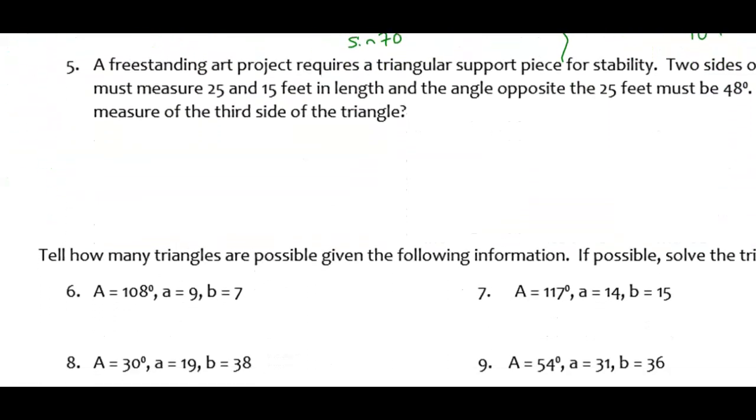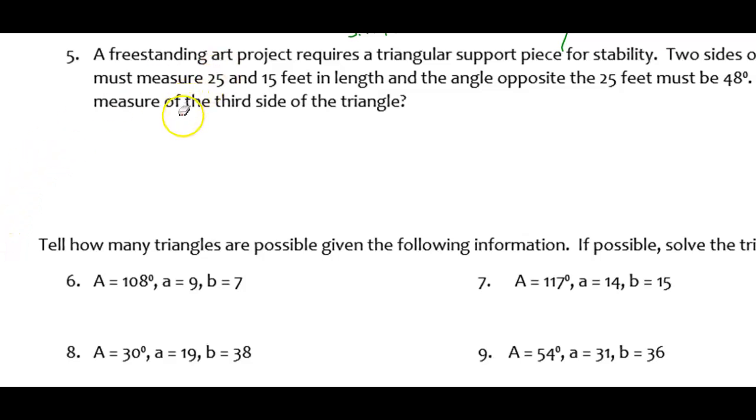Number 5 here. A freestanding art project requires a triangle support piece for stability. Two sides of the triangle must measure 25 and 15. So that one they gave to us. We got a triangle. Two sides must be 25 and 15. Cool. It says the angle opposite of 25 is 48, so that's 48. And it asks, what is the measure of the third angle?